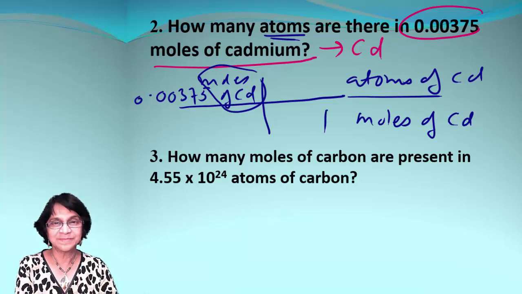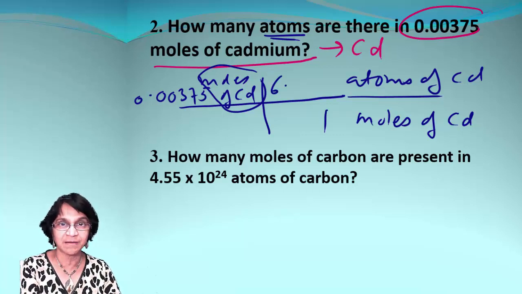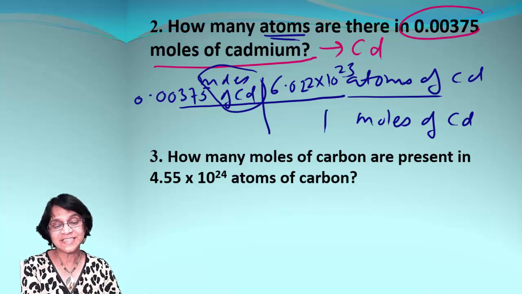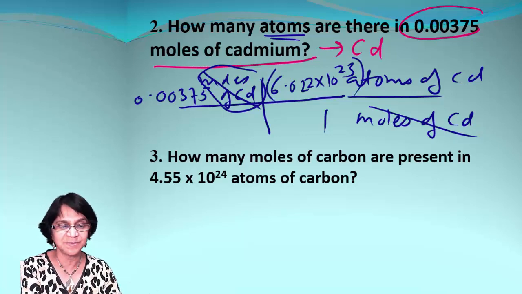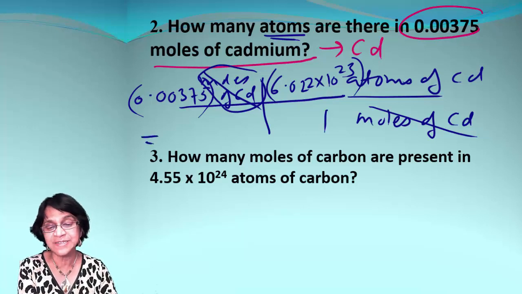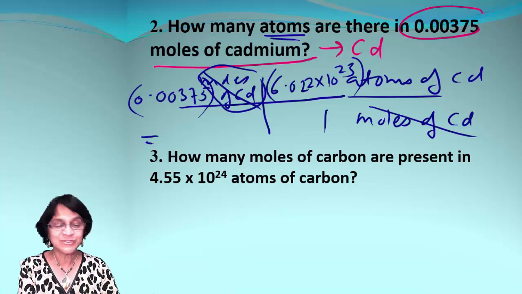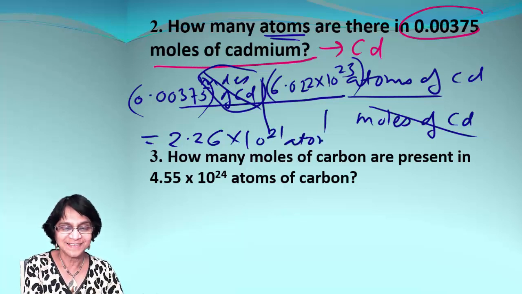Remember, 1 mole of any element, any chemical, is going to be equal to that big fat Avogadro's number, which is 6.022 times 10 to the 23rd. So now the next step is you're going to cross out moles of cadmium on both sides. You got some mathematical numbers there. You just have to multiply those and your answer will be atoms of cadmium. Which I believe I got the answer 2.26 times 10 to the 21st. That is atoms of cadmium.